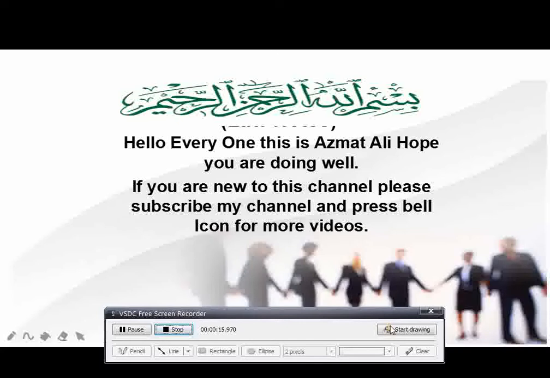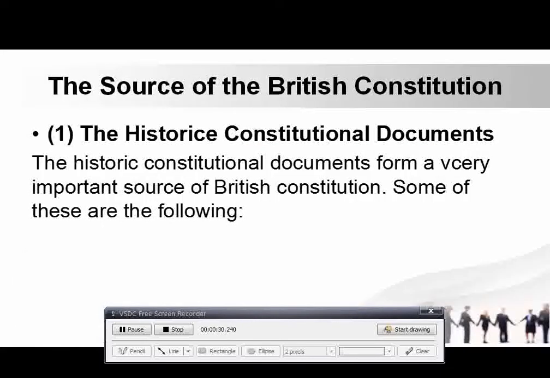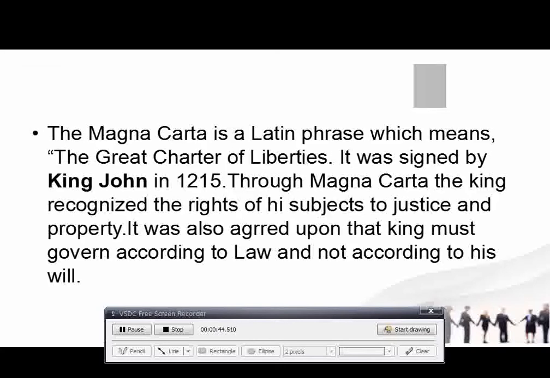And today we have the topic that is the sources of the British Constitution. The historic constitutional documents is the first source of the British Constitution. The historic constitutional documents form a very important source of the British Constitution. Some of these are following.